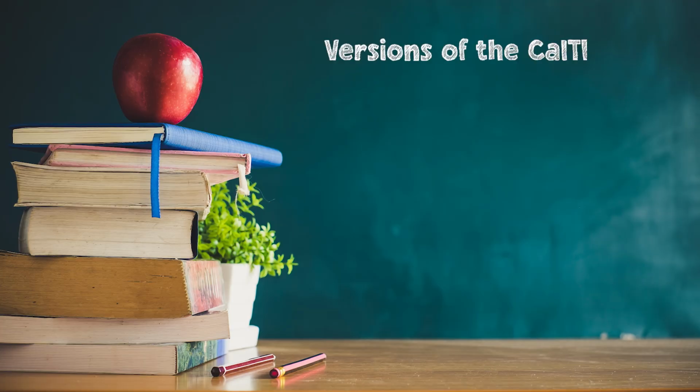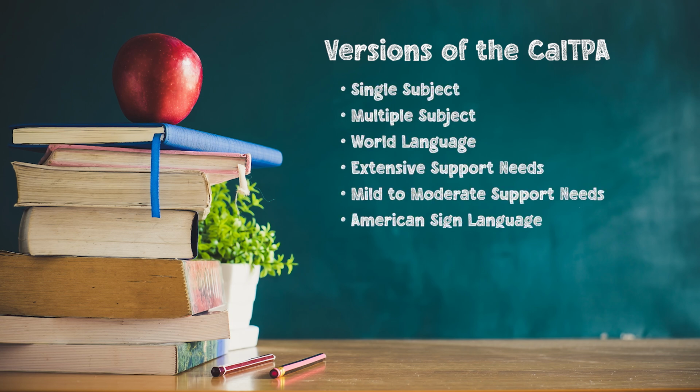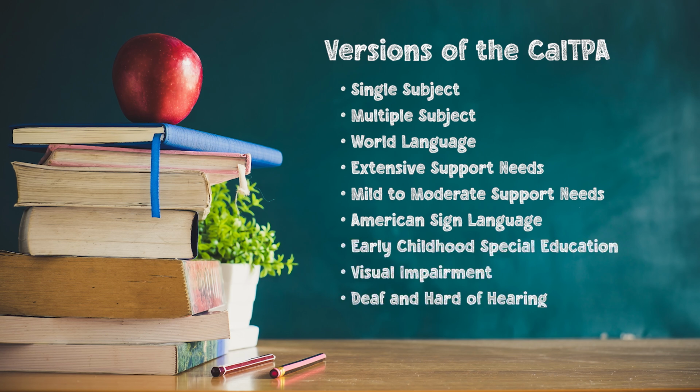There are actually about 10 different versions of the CalTPA. There's one for single subject candidates, multiple subject and world language credential candidates. Education specialist candidates have 6 different TPAs, one for extensive support needs, mild to moderate support needs, American Sign Language, early childhood special education, visual impairment, deaf and hard of hearing candidates, and there's the new PK3 TPA.